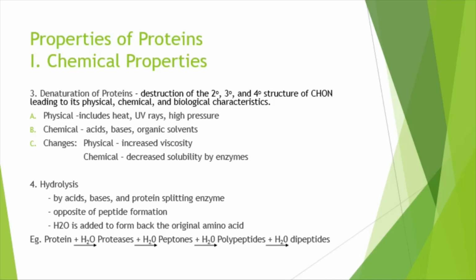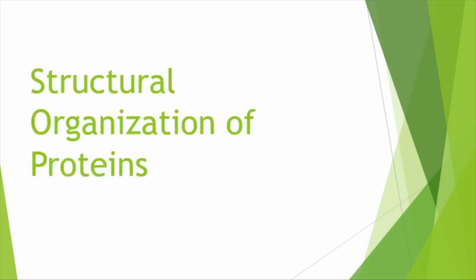And your peptones, again subjected to hydrolysis, become polypeptide. Then hydrolysis again becomes dipeptide, and then peptides, then amino acid. So that's a catabolic reaction. So that's your hydrolysis. Now let's go to structural organization of protein.